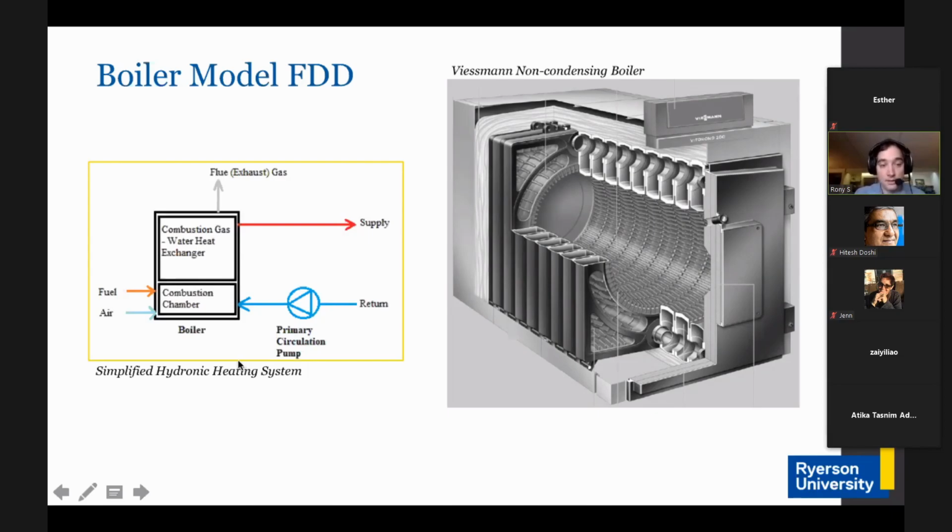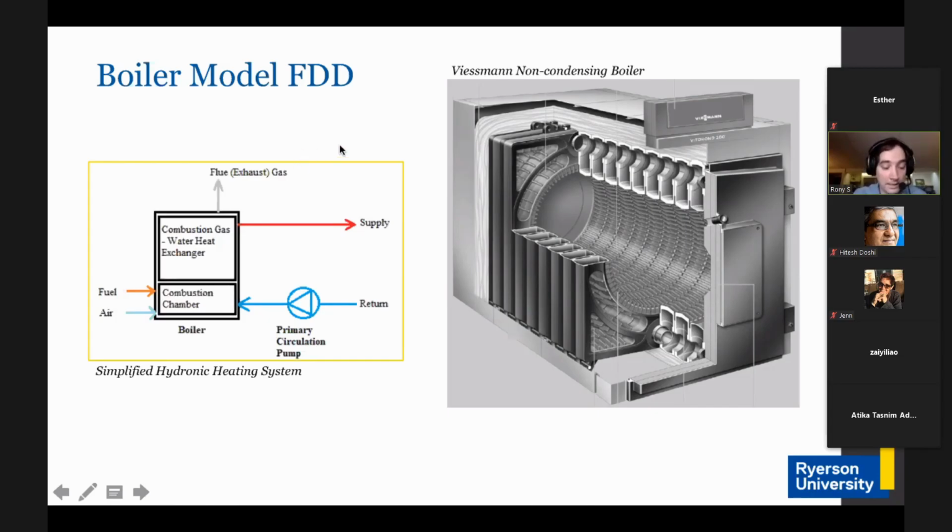Essentially, the boiler works through these 2 main components. We have a combustion chamber where the fuel and the air combine and are combusted, and that produces the heat energy required to warm up the water. Those hot gases then pass through a combustion gas water heat exchanger, and there is the heat exchange that heats up our water. What is output is the supply water, that's the hot water, and what's outputted to the environment is the flue or the exhaust gas.